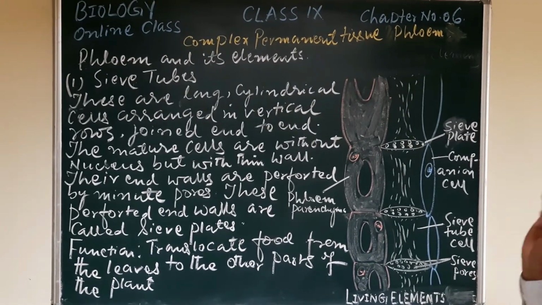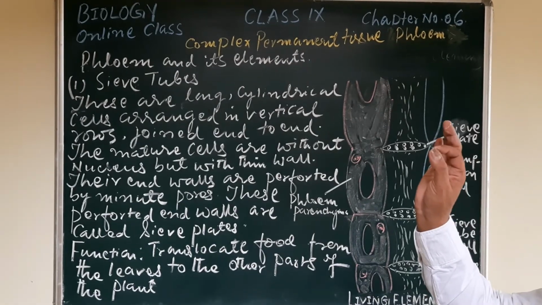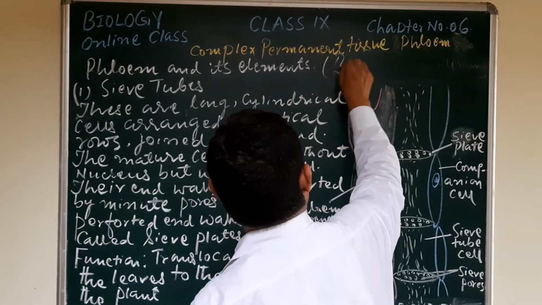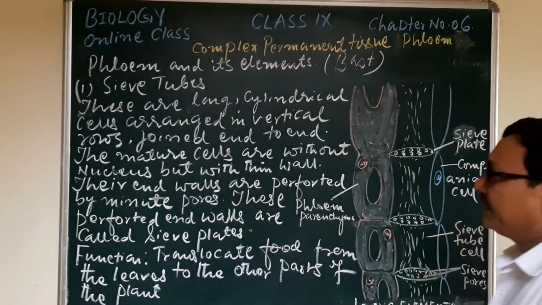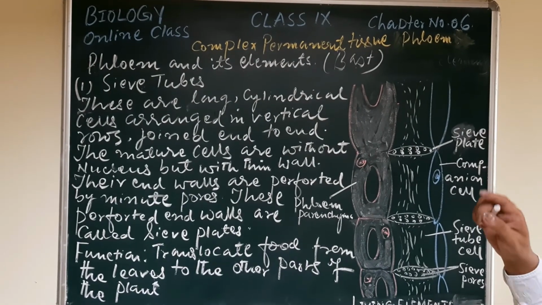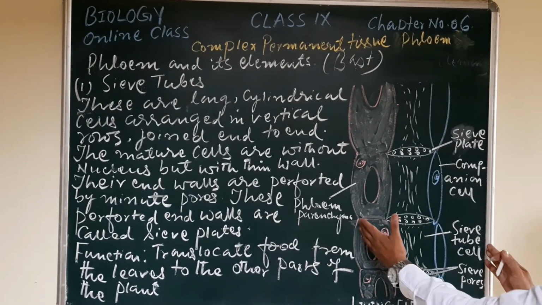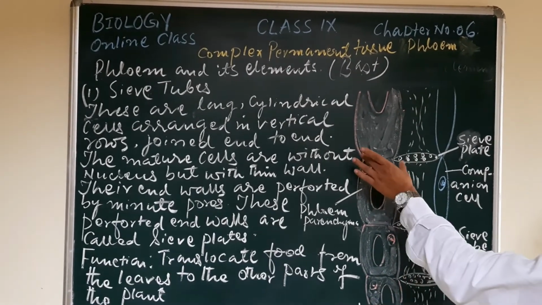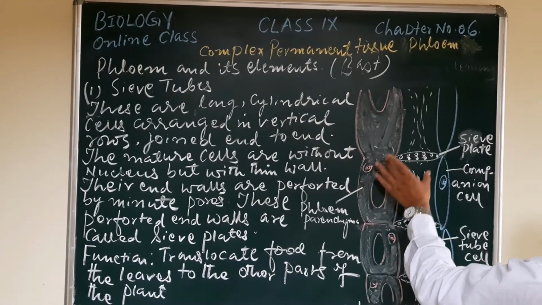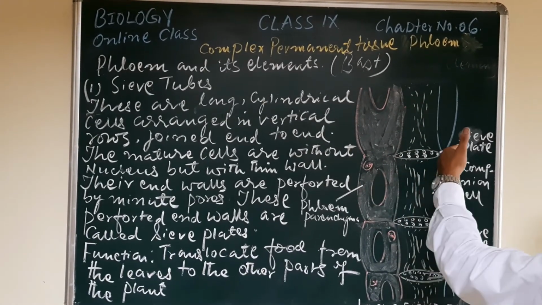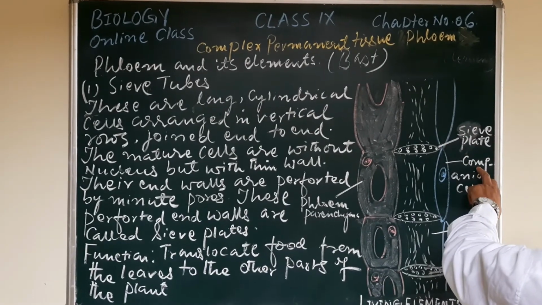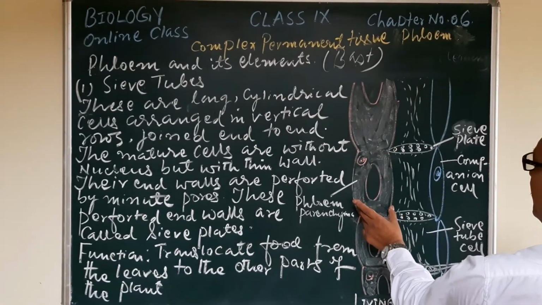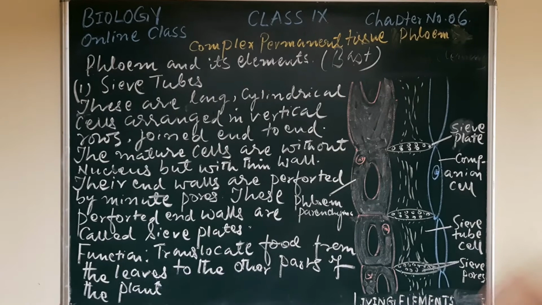Phloem is a complex permanent tissue. It is also known as bast. And here is the diagram of the living elements. What are the living elements? The living elements are the sieve tubes, the companion cell, and the third living element is the phloem parenchyma.